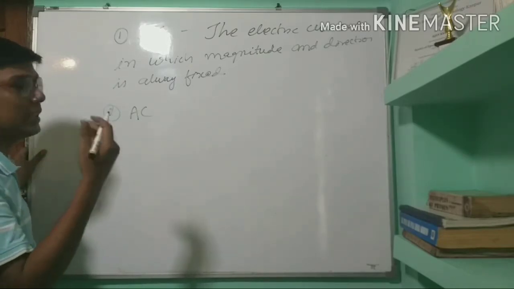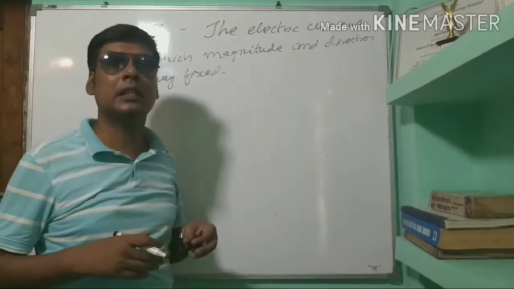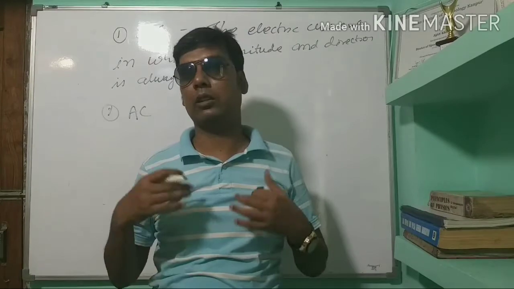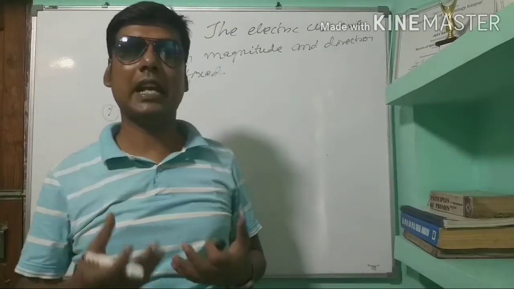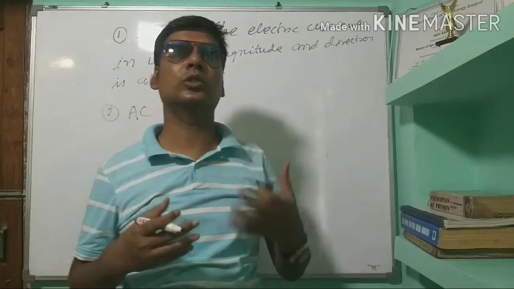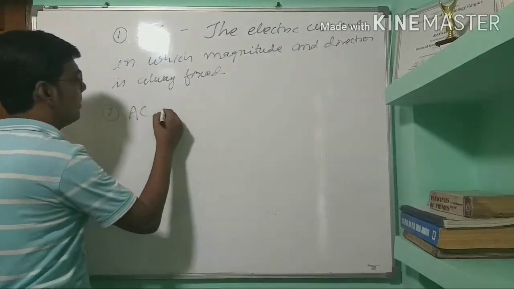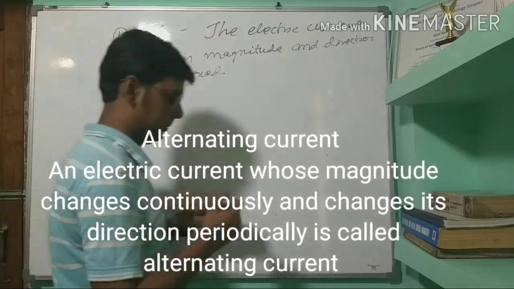Okay. So what are the sources of direct current? The sources of direct current are the cell or the battery or the DC dynamo. These are the sources of direct current. And AC means alternating current.